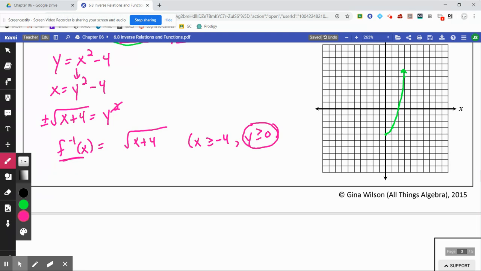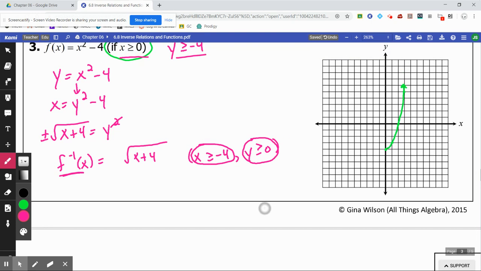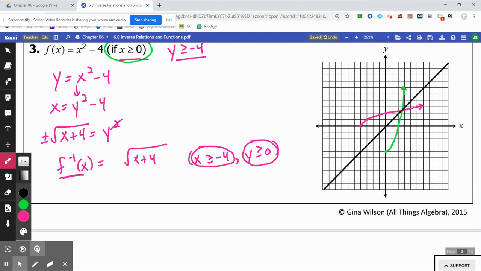Now let's plug some x values in here. Make sure that the x values you're plugging in are only the ones greater than or equal to -4. And let's see what our graph looks like. And there you see my new graph is a mirror image. I went ahead and graphed y equals x along with it, and they are perfect mirror images of each other across that line y equals x.